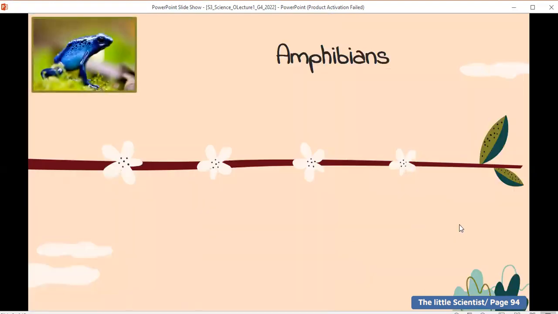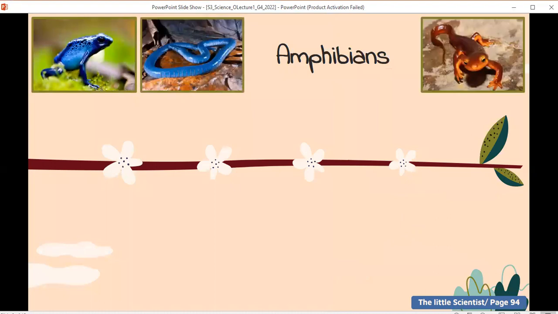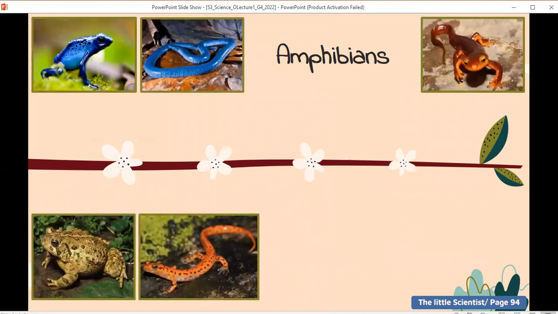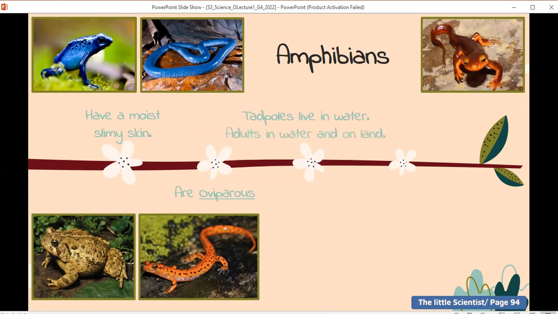So what did we say about those pretty amphibians? Yes, they have a moist, slimy skin. They reproduce by laying eggs, so they are oviparous animals. Tadpoles, the baby frogs, baby amphibians, live in water and they use their fins to swim and their gills to breathe. Big amphibians can live on land and in water. Tadpoles, as I said, breathe with their gills, while adults breathe with their lungs and skin.